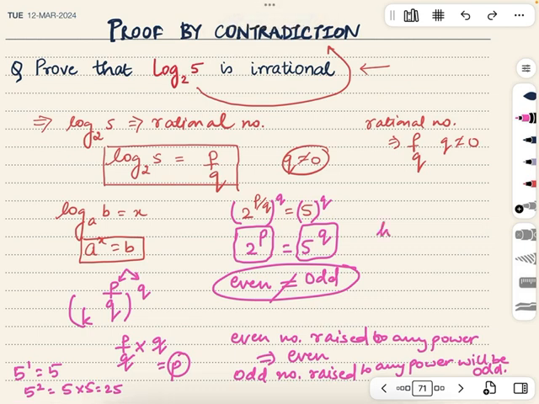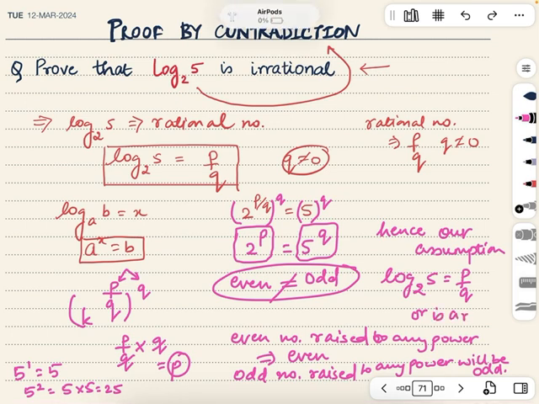Hence, our assumption that log base 2 of 5 is in the form of P by Q, or is a rational number, is incorrect. It's not correct. It's absolutely wrong. Hence, what is correct then? That log base 2 of 5 is an irrational number.